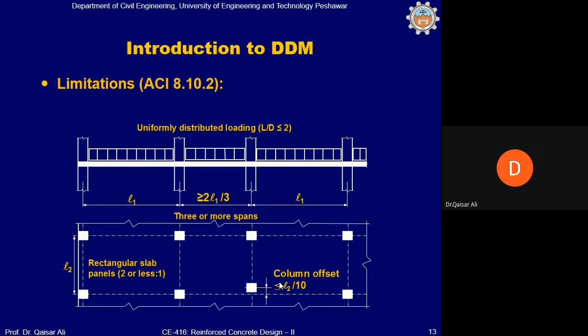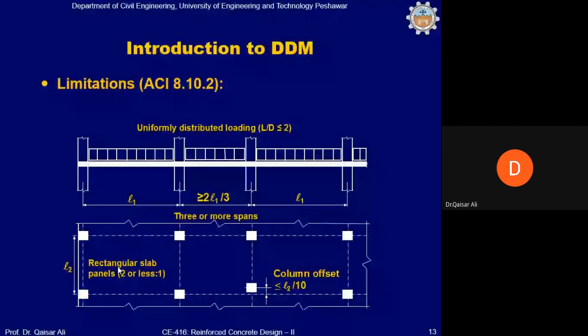So this is also not a problem in practical conditions. Three panels in each direction shall be there in order to apply this method, three or more spans. Then each panel shall be rectangular or square. They cannot be triangular.